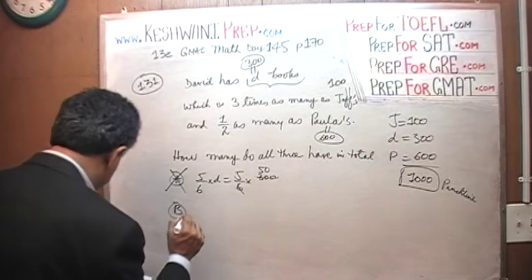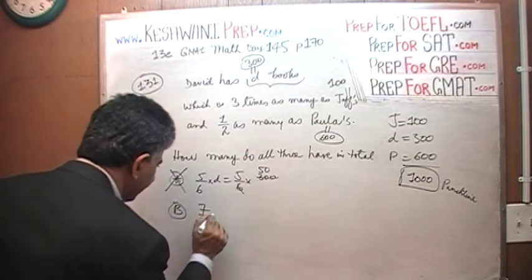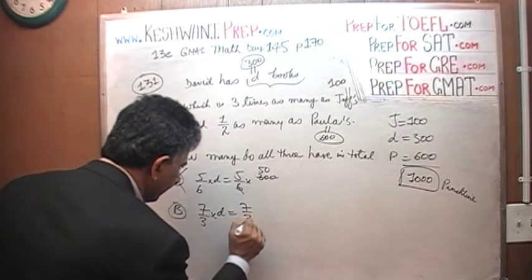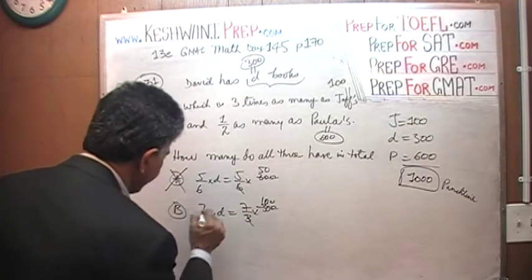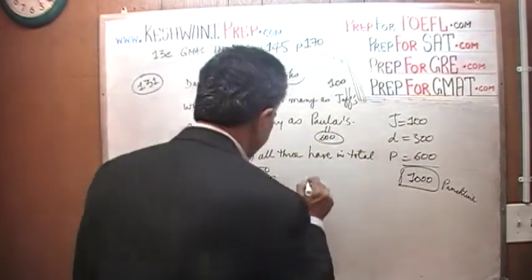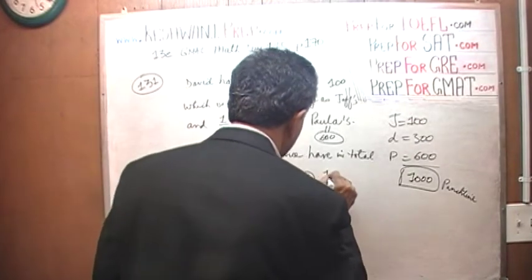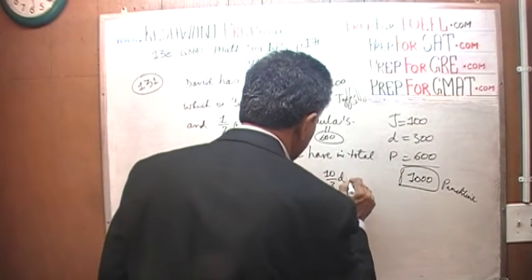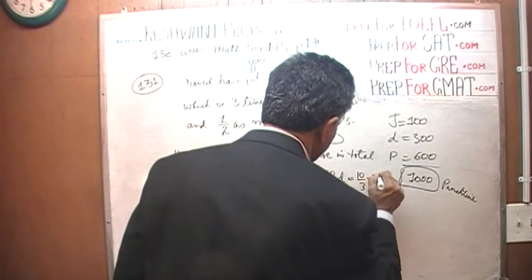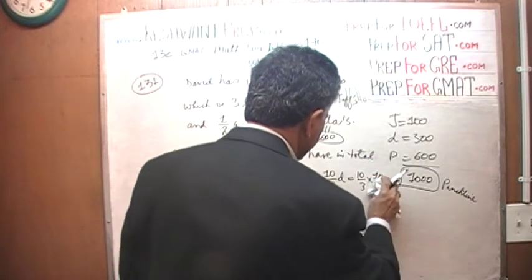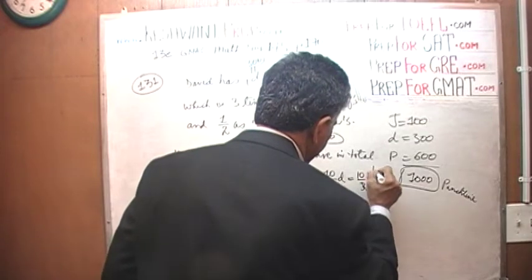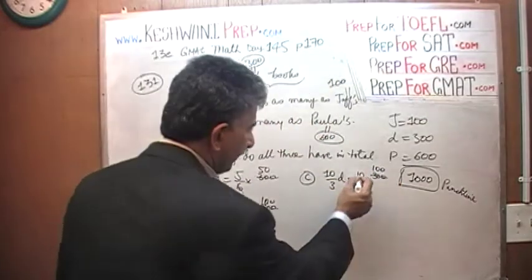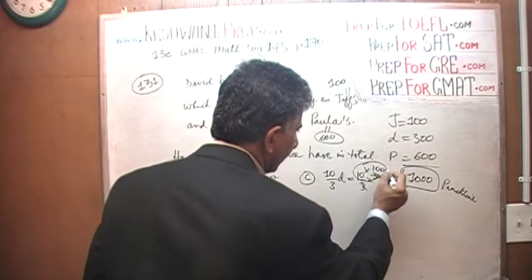B says 7/3 times D. 7/3 times 300. 300 divided by 3 is 100. 100 times 7 is not 1000. C says 10/3 D, which is the same as 10/3 times 300. And 300 divided by 3 is 100, and 100 times 10 is your 1000.